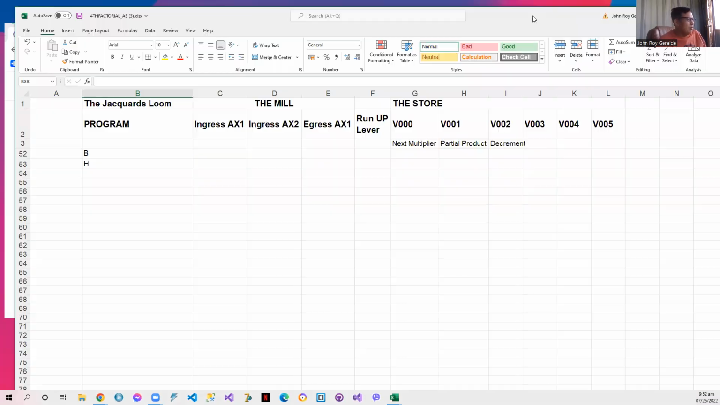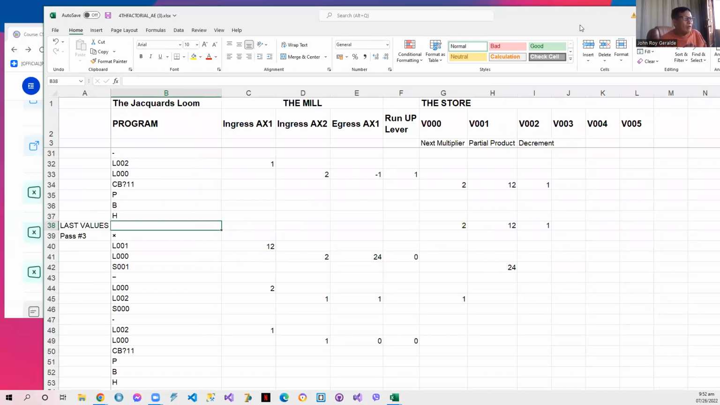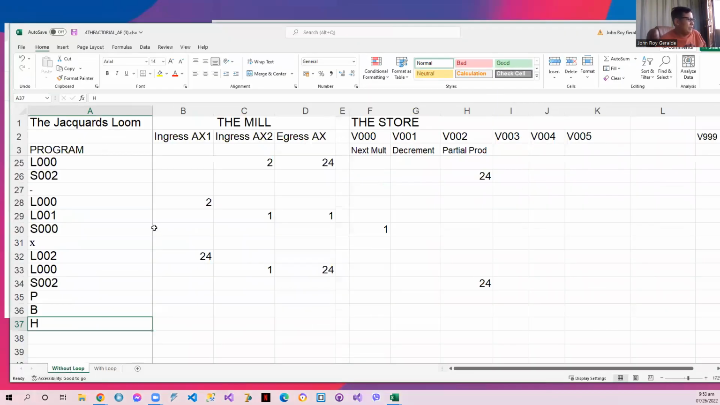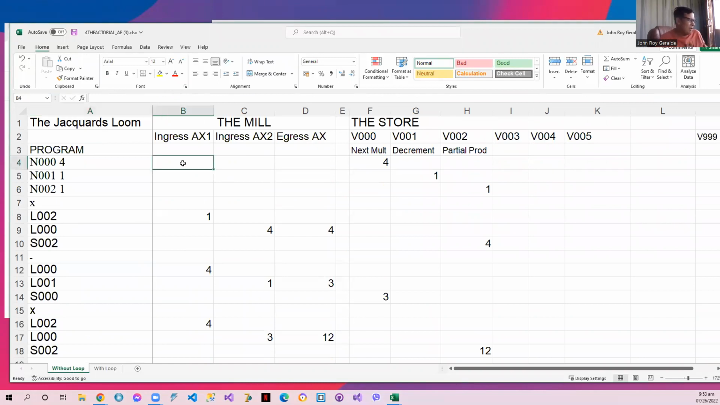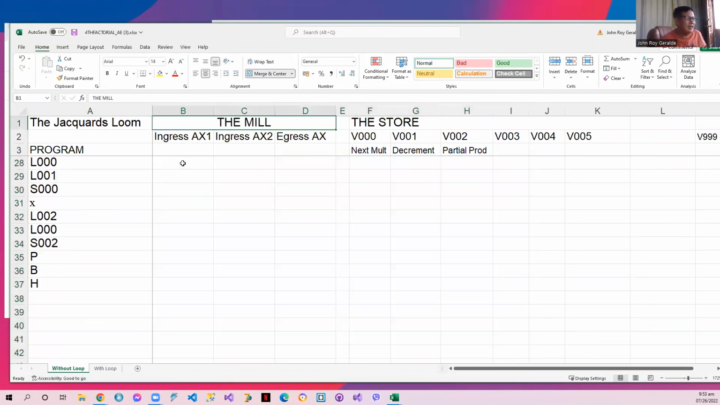So this is an example of a program called the 4th factorial. This is without loop. I just copied it from the book anyway. What is a 4th factorial? What is the result? What is a factorial program? Let's erase this. This is like the Ada Lovelace worksheet, done in Excel. Any questions so far?